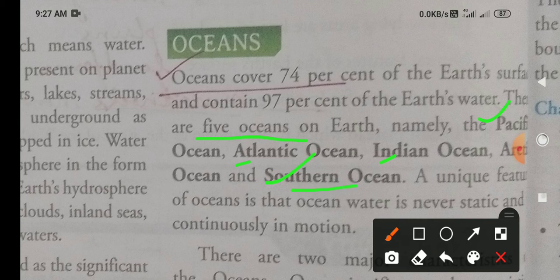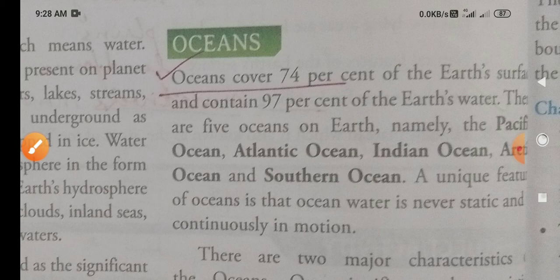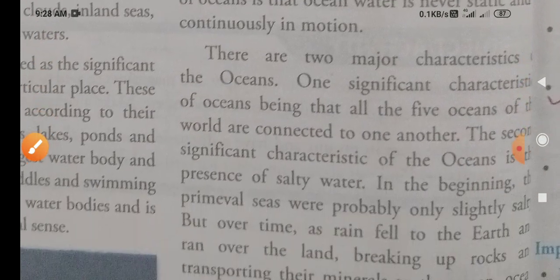The Southern Ocean was known as the Antarctic Ocean in earlier times. Now it is known as the Southern Ocean. So both are the same. The Arctic is the Northern Ocean and the Antarctic is the Southern Ocean. However, we will study each of them in detail in the subsequent pages. So let us try to see there.